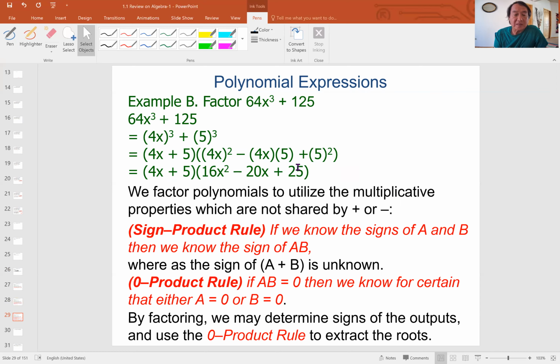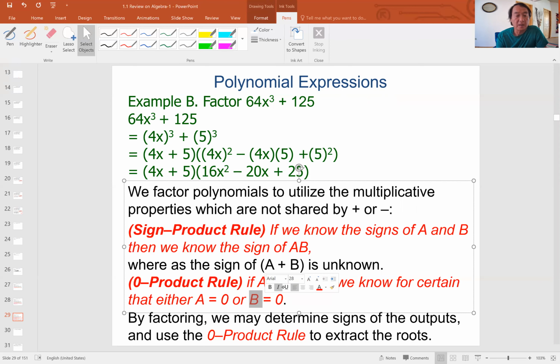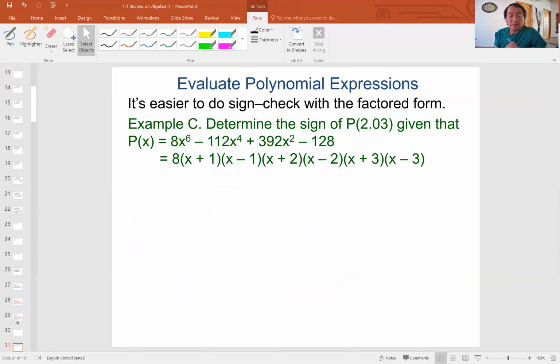The sign product rule says if I know the signs of the factors, then I know the sign of the product. The zero product rule says if I know the product is 0, then I know one of the factors must be 0. So here's an example of the sign product rule. The problem asks us to put 2.03 into these polynomials and then find out what the sign is going to be. It didn't ask what the number is going to be. It asked for the sign, whether it's going to be positive or negative.